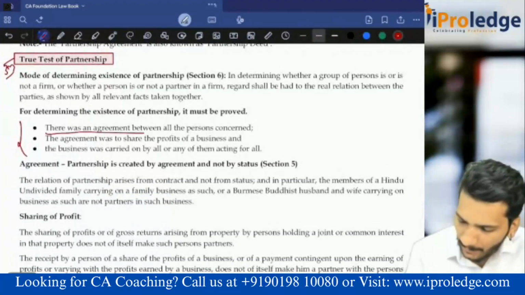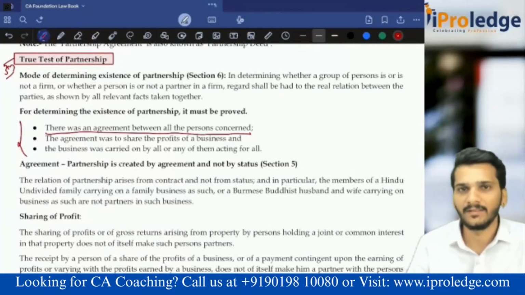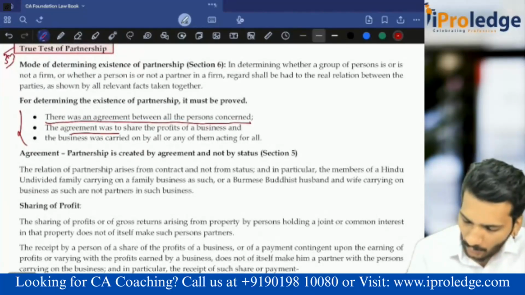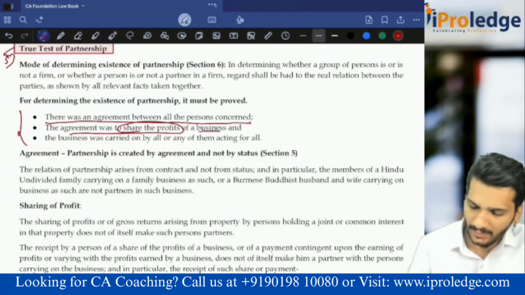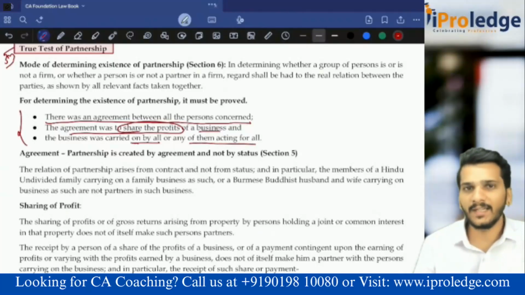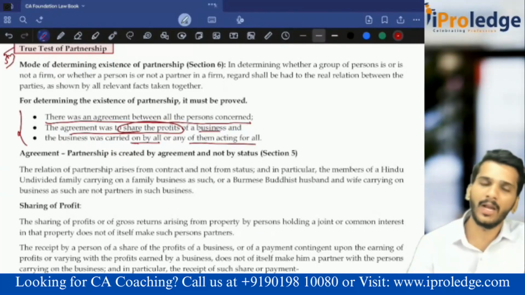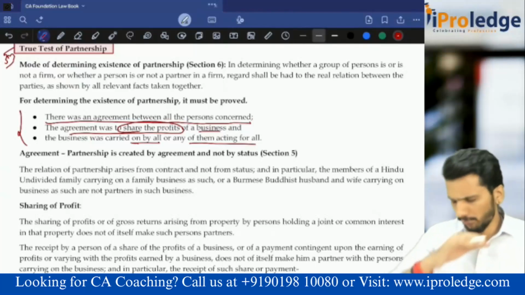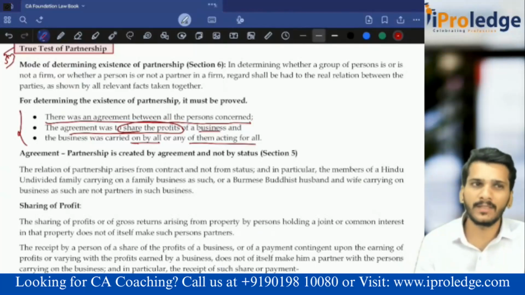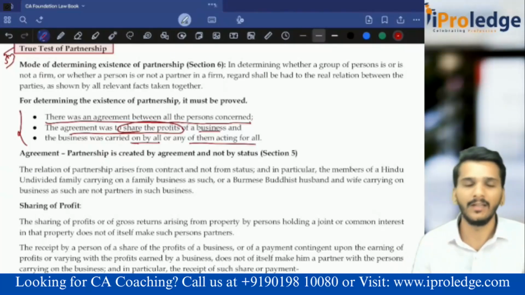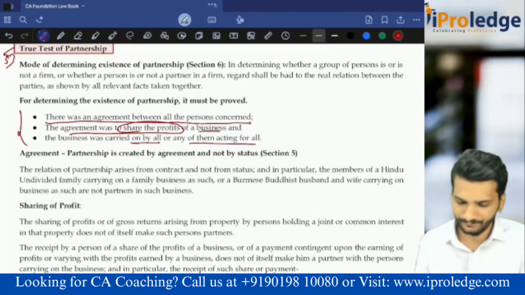there was an agreement between all the persons concerned. And the agreement was what? To share the profits of the business, and the business should be carried on by all or any one of them acting for all. If you can find these 3 conditions, even without a written agreement, some 3 people coming together for the purpose of doing business to share the profits, without any formal thing, then also you can call it a partnership.